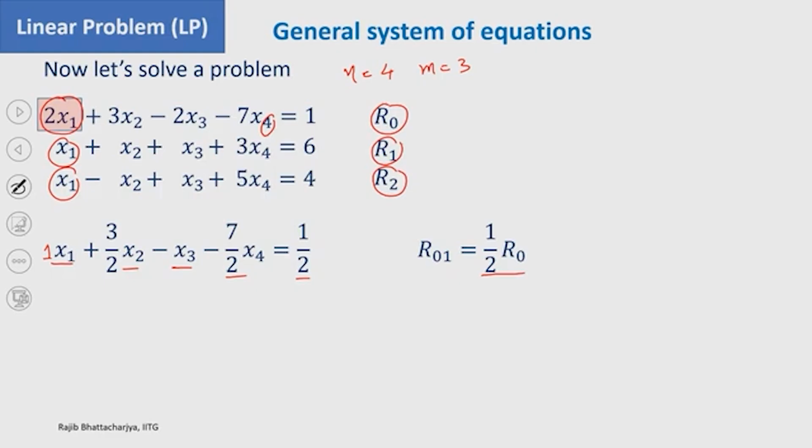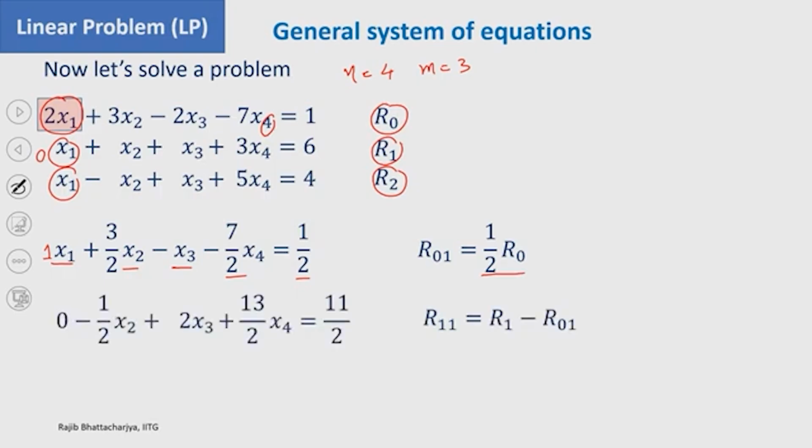Now, the next step is that I would like to make the coefficient of x 1 in equation 2 as 0. So, what will I do here? I will do some operation. This particular row is R 1 1, that means iteration 1, and here I am doing R 1 minus R 0 1. So, this is R 1 minus R 0 1.